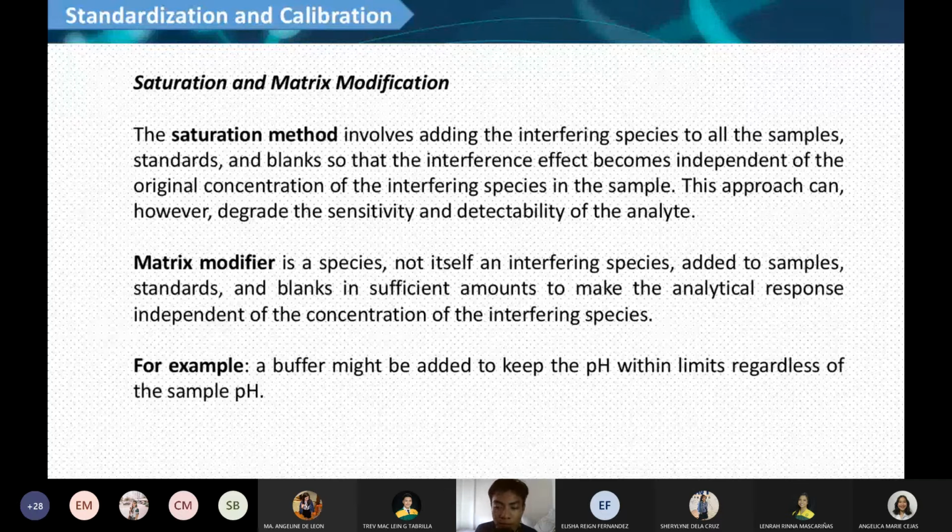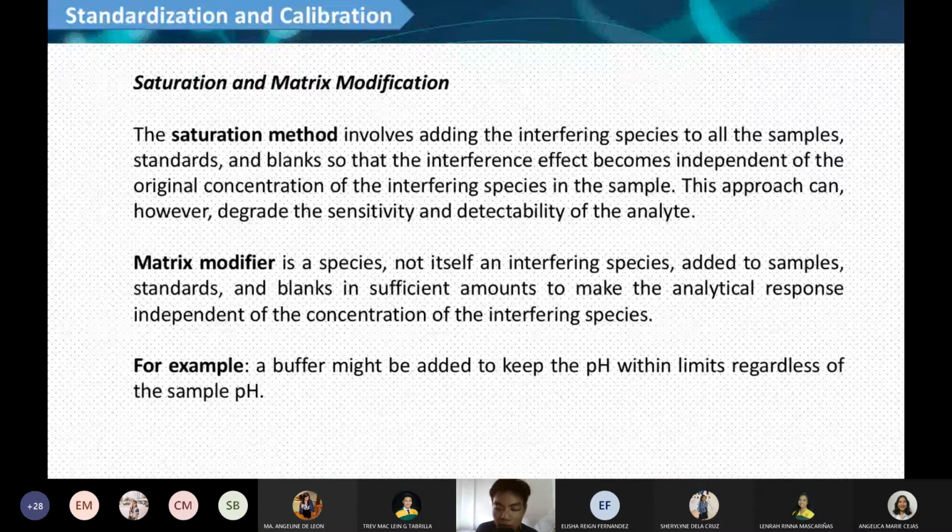In saturation method, instead of removing your interferences, what you're doing is that you amplify the signal of your interferences so that later on you can omit them. So after omitting your interferences, you are now left with your analyte, no? Yung substance na hinahanap mo. Okay? So yun yung saturation method.